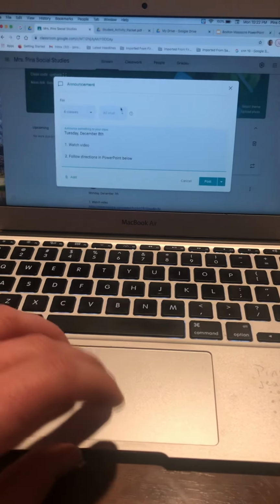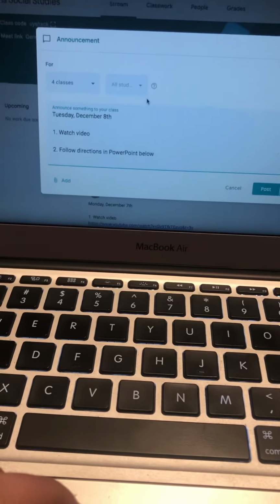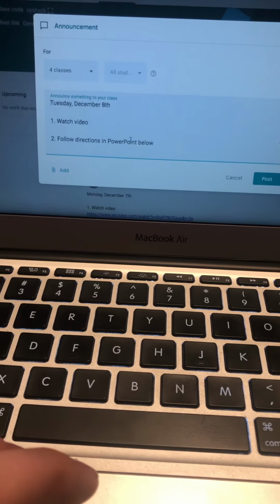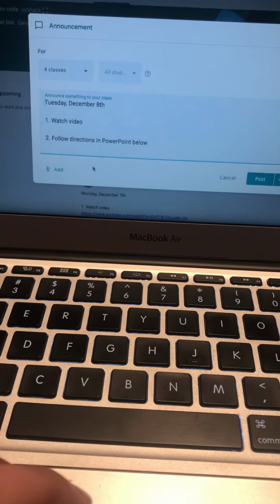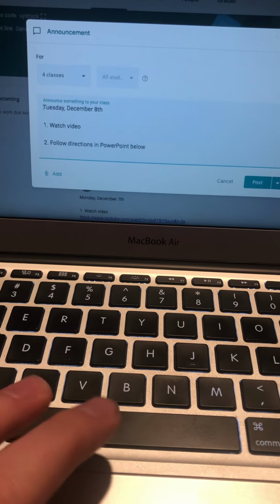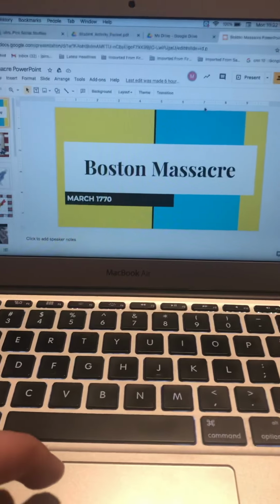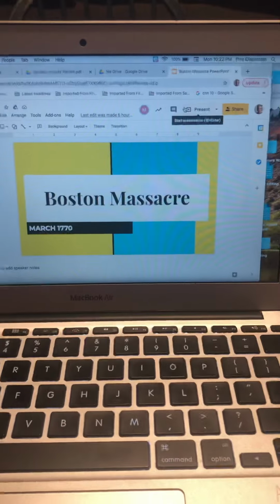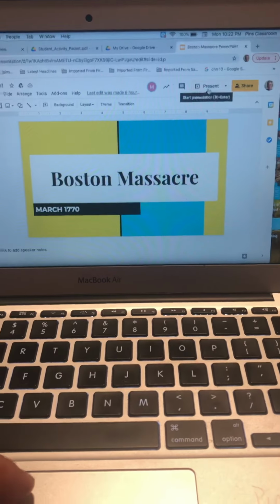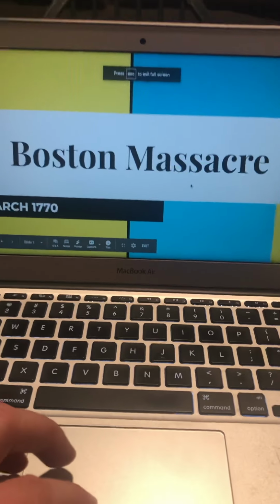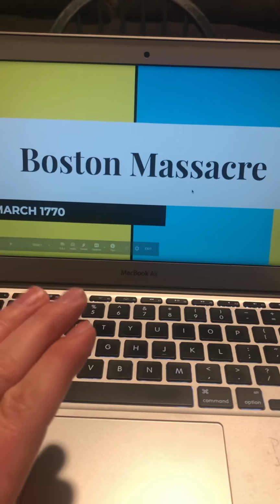So if you watch the video, which would be this video, follow directions in PowerPoint, okay? Which is below this. It will be posted below that. It will say Boston Massacre PowerPoint. So it looked like this. See this right here? Present mode. Click on present mode, okay? Once you click on present mode, it will help you enlarge it like this.